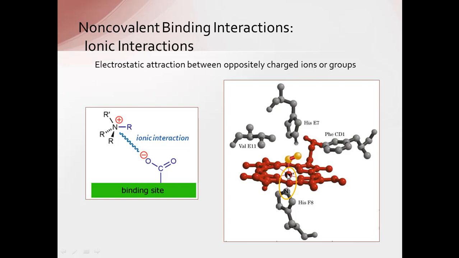Okay, it's the positively charged iron 2+ ion is attracted to the negatively charged deprotonated nitrogen atom of this histidine amino acid of the active site. You can see how they are attracted to one another. This results in a pretty strong non-covalent binding interaction, an ionic interaction between the two.